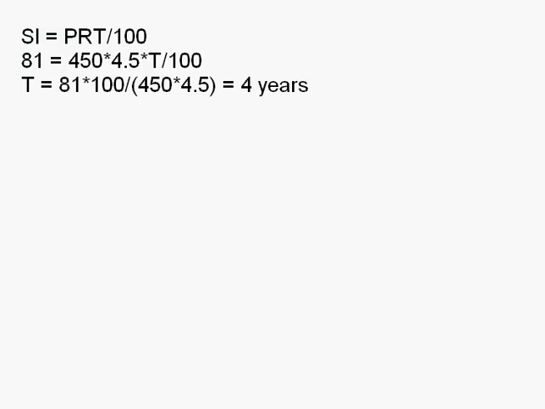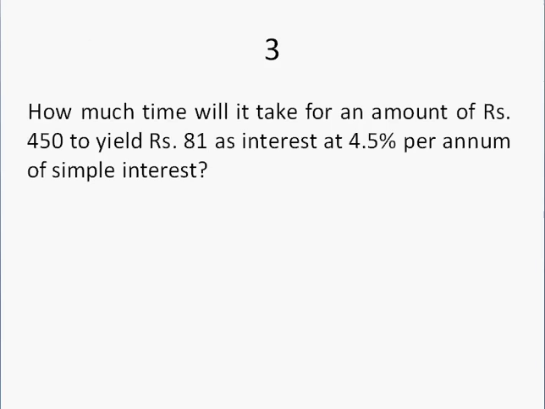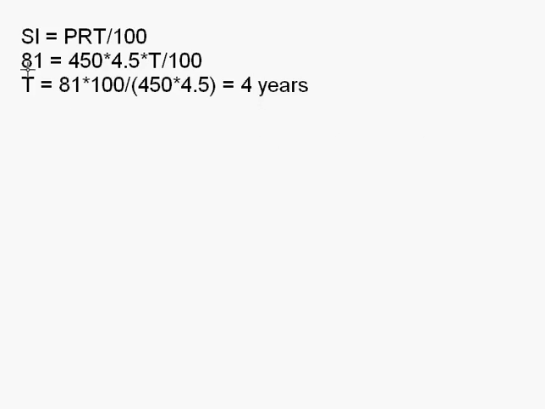So once again we will look at the question. The question was, how much time will it take for an amount of rupees 450 to yield rupees 81 as interest at 4.5% per annum of simple interest? We wrote the simple interest formula. Simple interest is equal to PRT upon 100. So we put the values which we know, and the variable which we didn't know, we left as it is. So 81 is equal to 450 times 4.5 times T upon 100. So time period can be calculated and it will be 4 years.